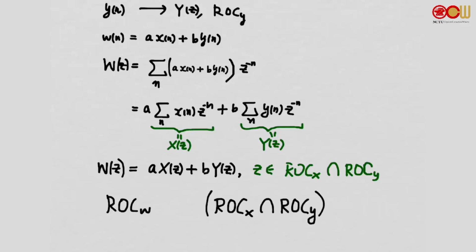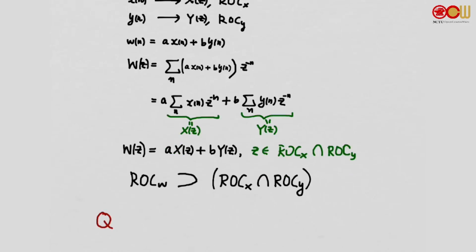Whenever z is in the intersection of ROC_X and ROC_Y, it will always be in ROC_W. So ROC_W should contain this intersection. We said ROC_W contains the intersection instead of equal to the intersection. Does it ever happen that ROC_W is not the same as the intersection?